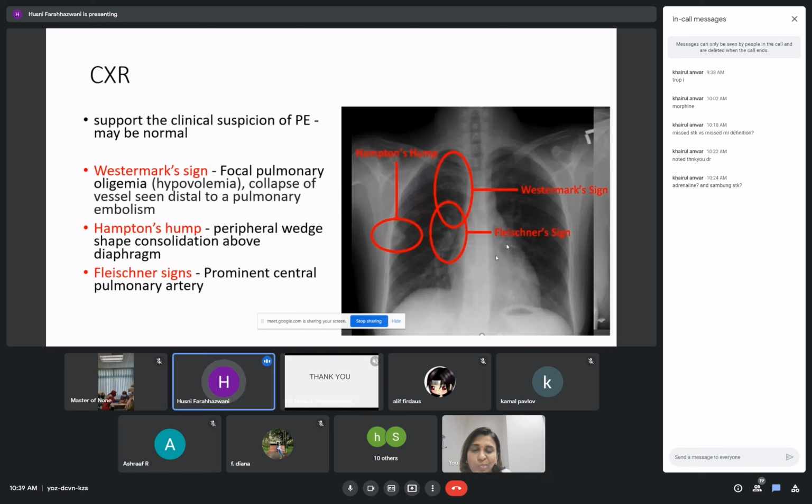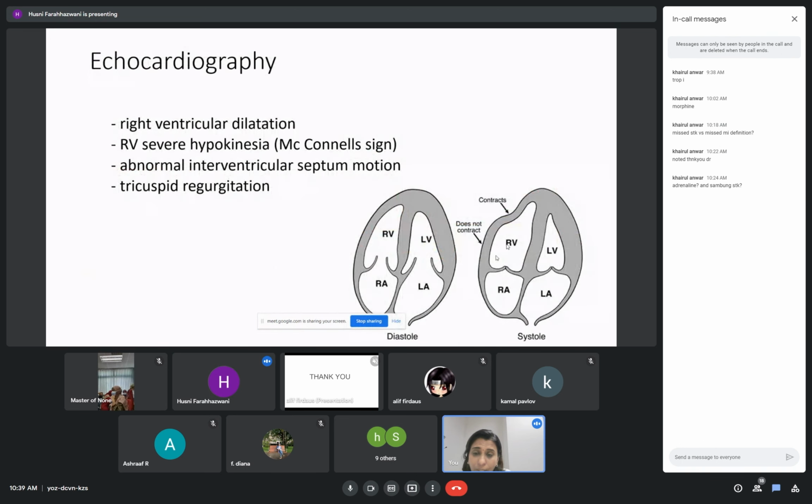Chest X-ray, like Dr. Vilasini said, may be normal, but the Westermark sign, Hampton's hump, and Fleischner's sign might also show you pulmonary embolism. Westermark sign is focal pulmonary oligemia, which means there's a collapse of vessels distal to the pulmonary embolism. Hampton's hump is a wedge-shaped consolidation. Fleischner's sign is a prominent central pulmonary artery, which is basically vague. Some other pulmonary infections also show this sign. Is it easy for a PE patient to get an infection?